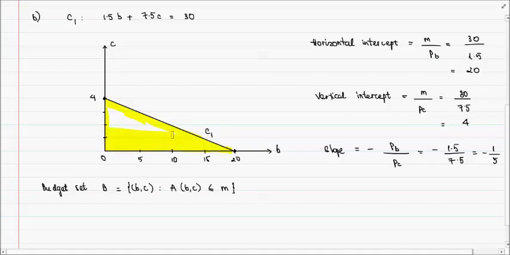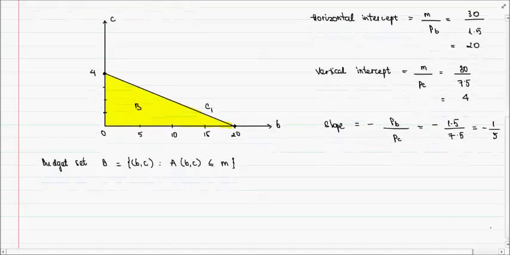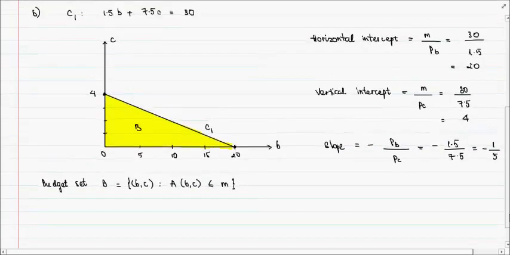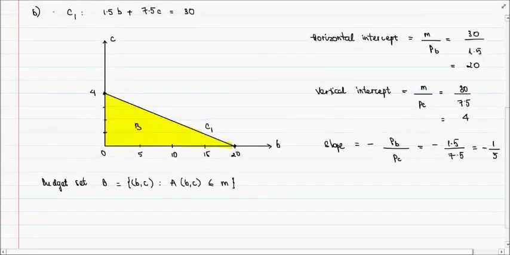So the yellow highlighted area is the budget set. Inside here is B, and the budget constraint is C1 over there, which is the black line. We're going to do very similar for the second and the third case. So this is the first case.